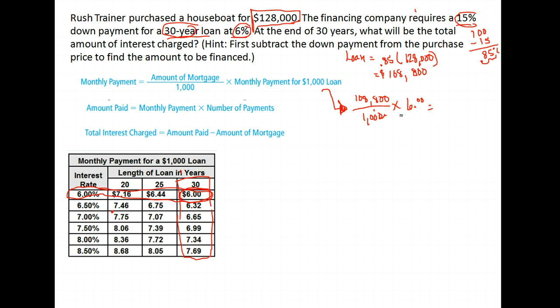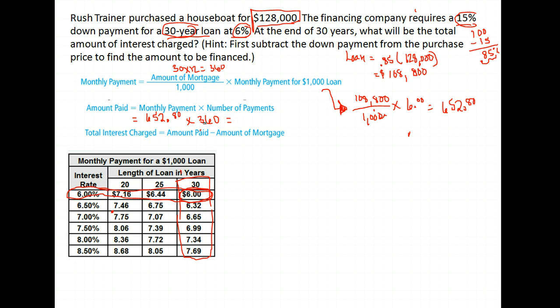Okay, we go ahead and multiply that. $108,800, divide by 1,000, and then multiply by $6, and we get $652.80 is the amount of his monthly payment. We use that monthly payment to find the total amount he's going to pay on this loan. So we take the monthly payment of $652.80 times the number of payments. Again, this was a 30-year loan, so it's 30 years, and 12 times a year is 360 payments total.